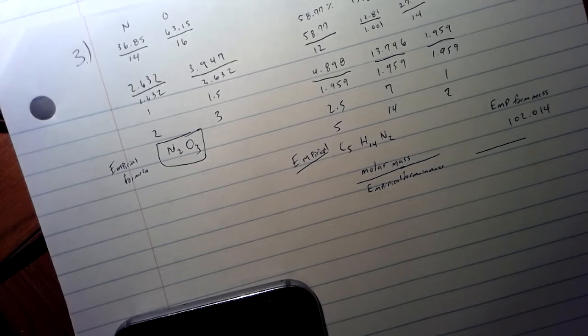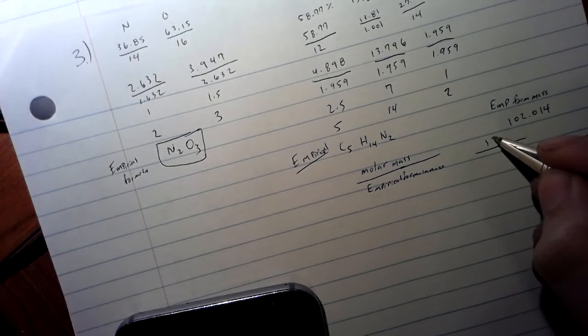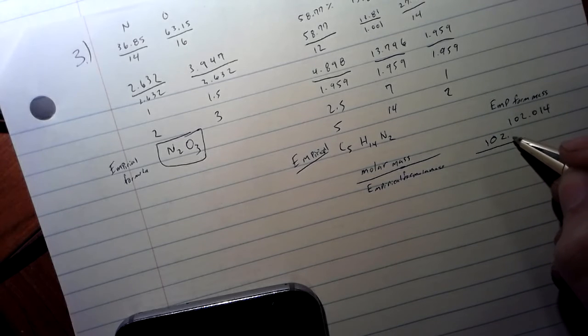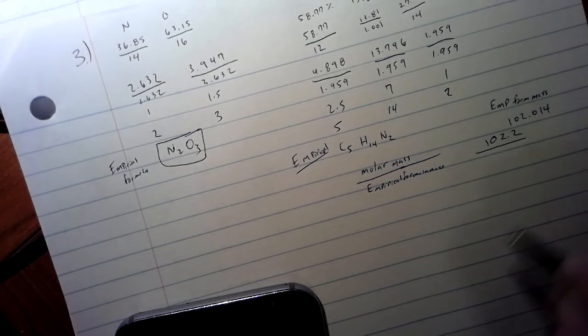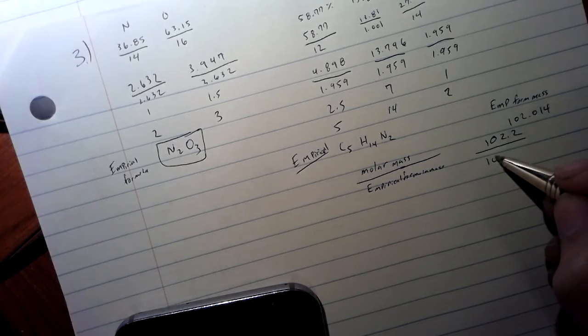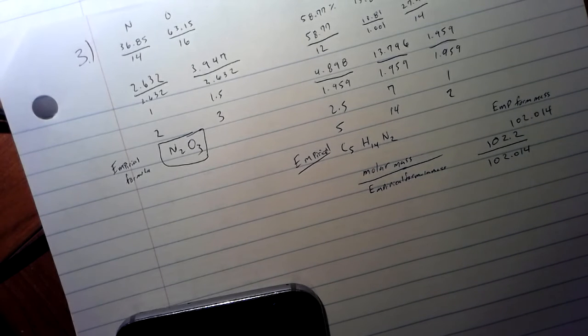The molar mass they give us for this question is 102.2. And then our empirical formula mass is 102.014. So when we divide these, we're going to get a number that's very, very close to 1. So 102.2 divided by 102.014, yes, we get 1.